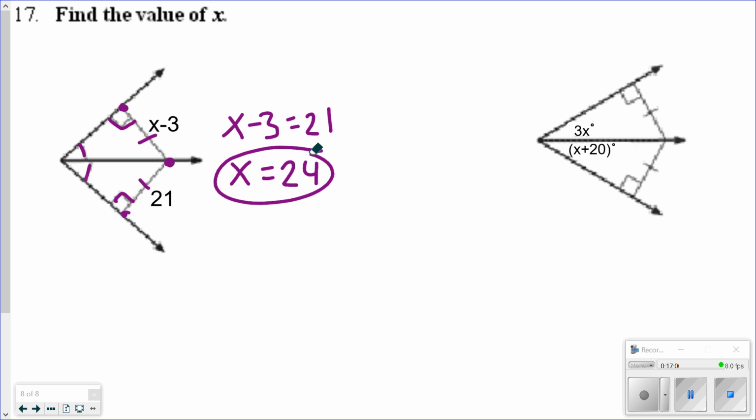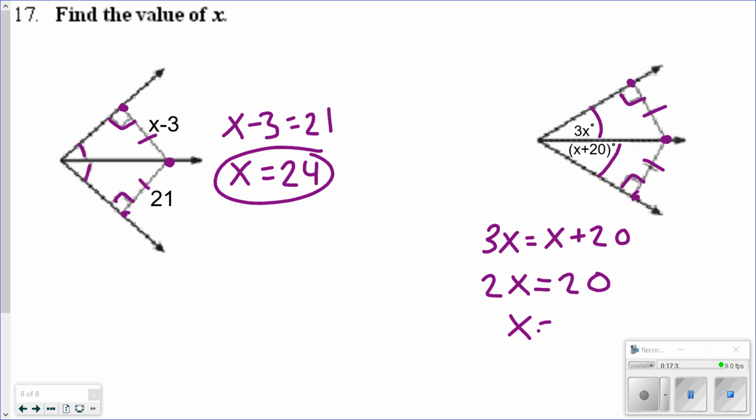And for my last problem here, I notice that I have a 90-degree angle, as well as that those segments are congruent, meaning this point is equidistant from those 2 points, meaning I have an angle bisector. So to solve for x, I need to set those two equations equal to each other. And I get 3x is equal to x plus 20. Subtract x from each side. 2x is equal to 20, meaning that x is equal to 10. And I'm done.